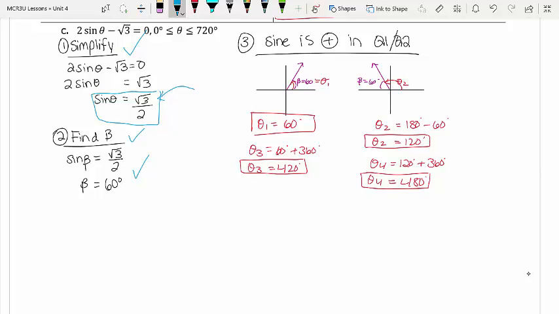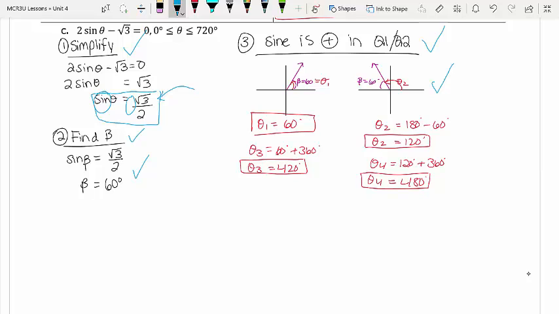Then you're going to ask yourself, where is sine positive? Well, sine is positive in quadrant 1 and quadrant 2. So then you're going to draw terminal arms in quadrant 1 and 2 and make sure that those terminal arms have a related acute angle of 60 degrees. So that's what I've done here.